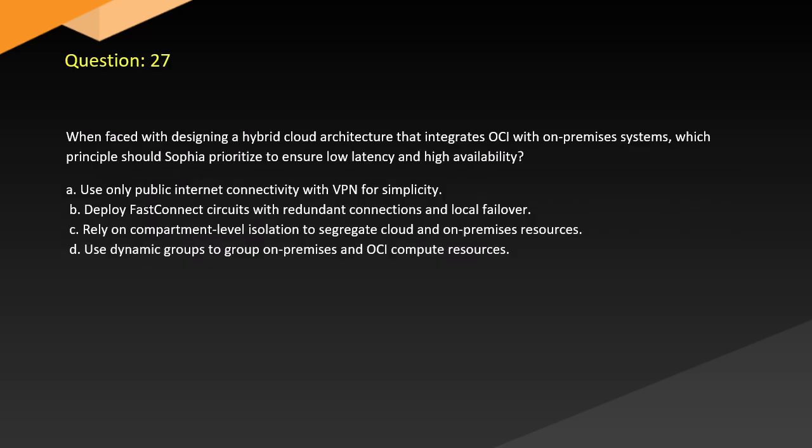Question 27. When faced with designing a hybrid cloud architecture that integrates OCI with on-premises systems, which principle should an architect prioritize to ensure low latency and high availability? A. Use only public internet connectivity with VPN for simplicity. B. Deploy FastConnect circuits with redundant connections and local failover. C. Rely on compartment-level isolation to segregate cloud and on-premises resources. D. Use dynamic groups to group on-premises and OCI compute resources.